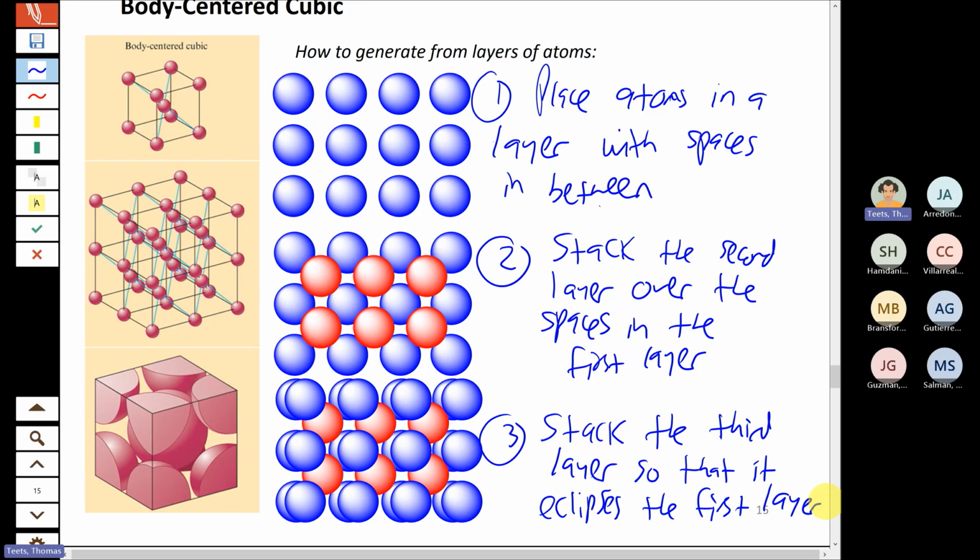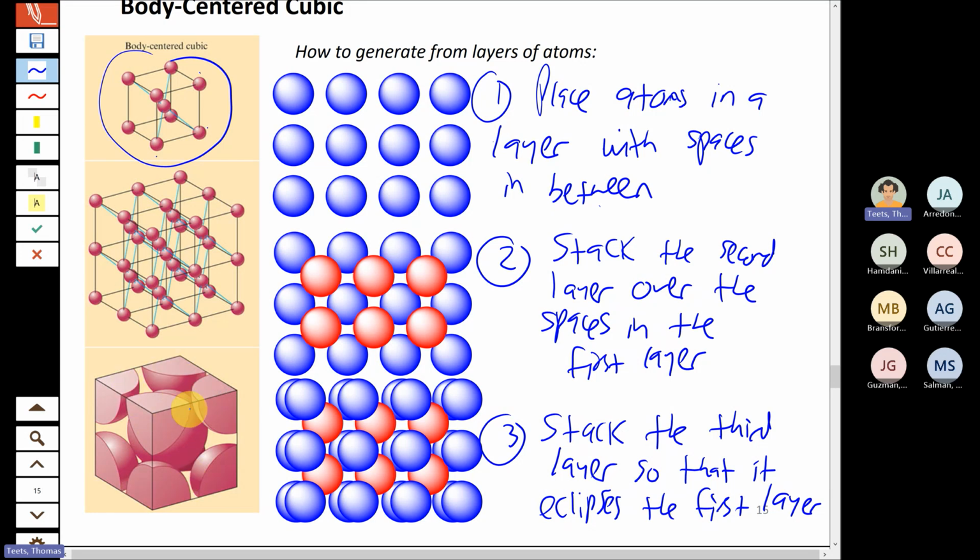I feel like for some people, the layer diagrams don't really work so well. So I still think the more useful way is to look at the actual pictures that are shown here on the left. In a body-centered cubic cell, these are all body-centered cubic, just different visualizations of it. But you can see that you have one atom in each corner, and then one more right in the center of the cube. And then this diagram down here shows the same thing with space filling.